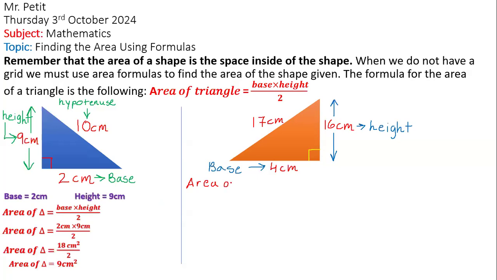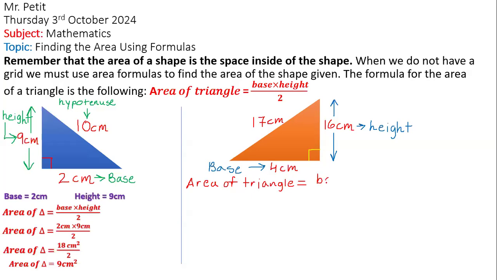What do y'all have inside the chat? Let me see. I see people say 32 centimeters, 64 centimeters. It's between 32 and 64, and I even see someone said 16. Okay, so the area of a triangle is going to be equal to, what is the formula? Anyone can answer. What is the formula for the area of a triangle?